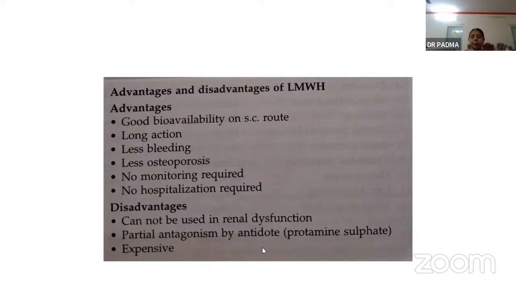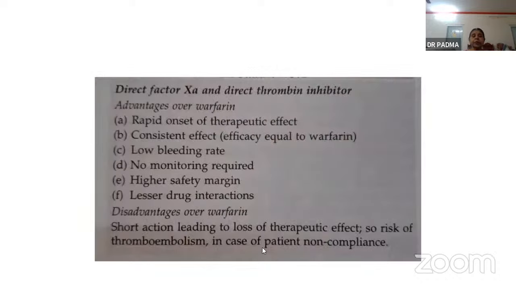The only problem is that because it is excreted by the kidney, you have to think of renal functions, creatinine and renal parameters to be seen whenever we are using low molecular weight heparin. And there is partial antagonism by the antidote, protamine sulfate, and it is quite expensive. And remember, protamine sulfate itself is an anticoagulant, so you have to be careful when using protamine sulfate. Now, coming to direct factor 10A and direct thrombin inhibitors, before this, a word about warfarin.